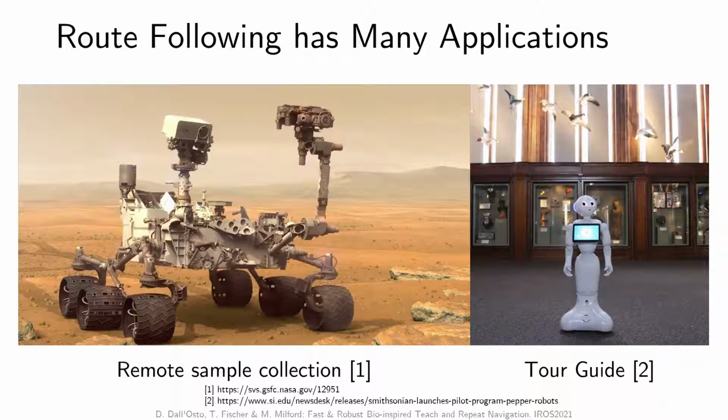For applications such as repeated sample collection, infrastructure inspection, tool guides, or item delivery, it is typically only necessary to follow a known path. In the field of robotics, this approach is known as teach and repeat, where a human operator controls a robot along a desired path, which the robot can then follow again autonomously.